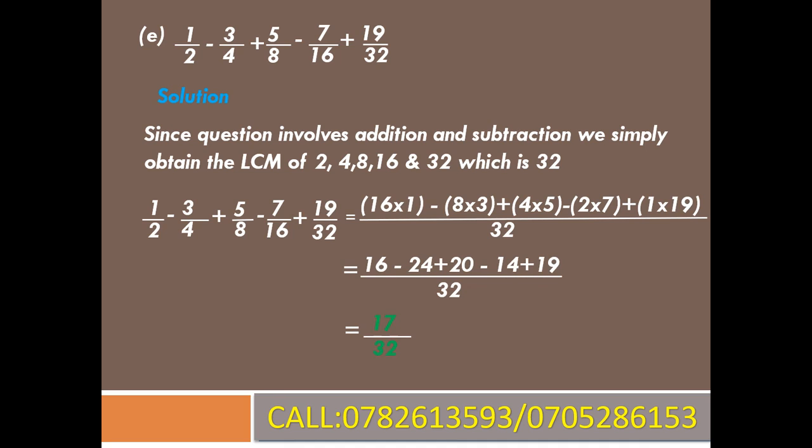17 out of 32 as a final answer. You can always verify these answers with your calculator. You just put the values in your calculator, take your 16, you subtract 24, add 20, subtract 14, and then add 19. That will give you 17 out of 32.